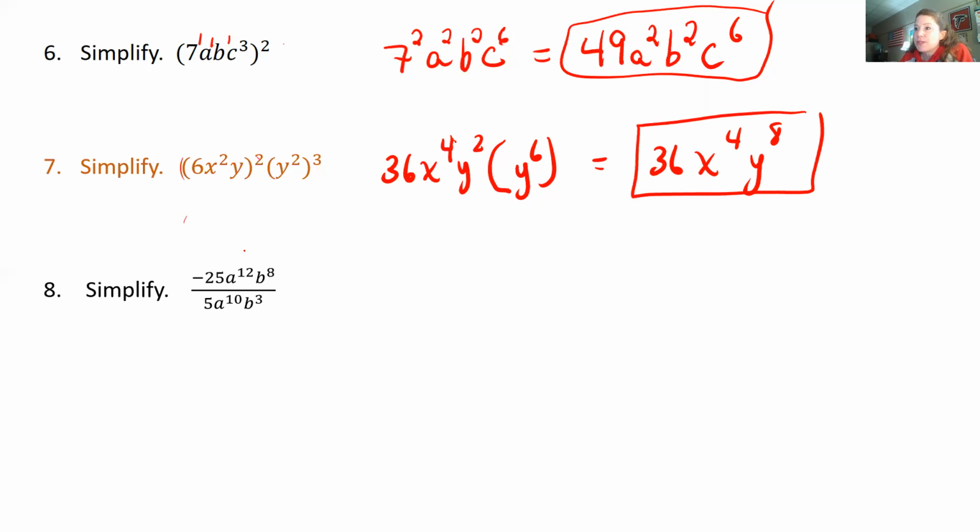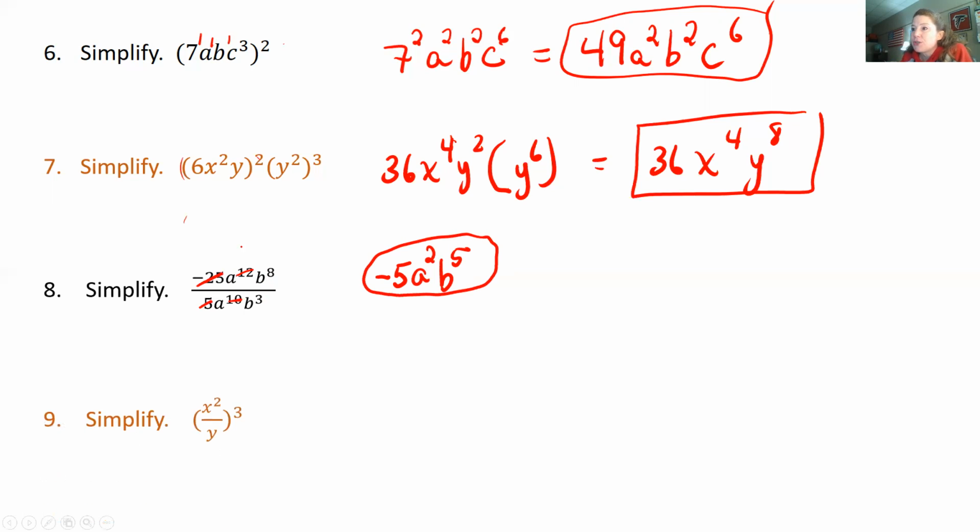Number 8, we're going to simplify those coefficients. So negative 25 divided by 5 is negative 5. Negative 5 is a whole number, so it stays in the numerator. And then 12 minus 10 is positive 2. There's more a's on the top, so my a stays in the top as my answer. And then 8 minus 3 is positive 5. There's more b's on top when I cancel or simplify, and so that's my final answer. I have nothing left in the denominator but a 1.